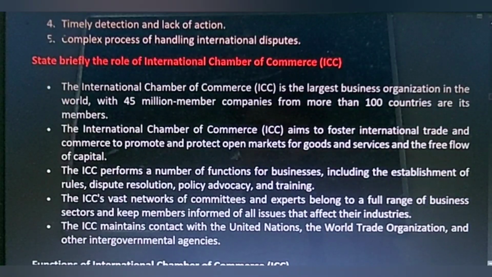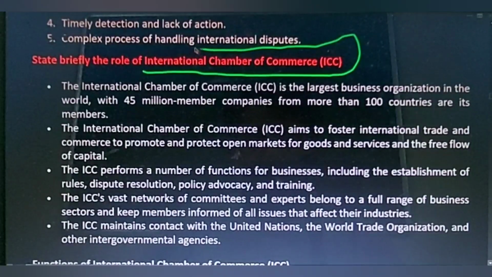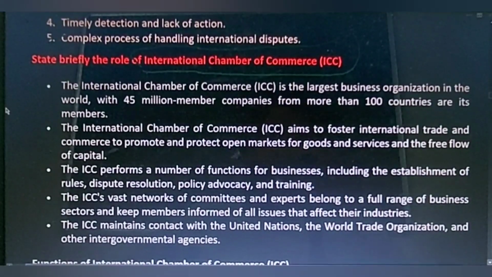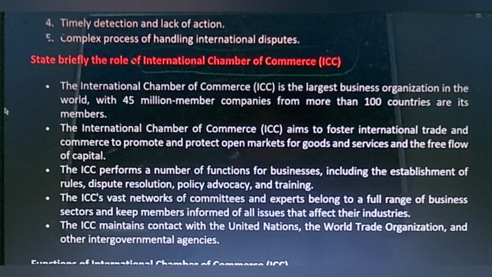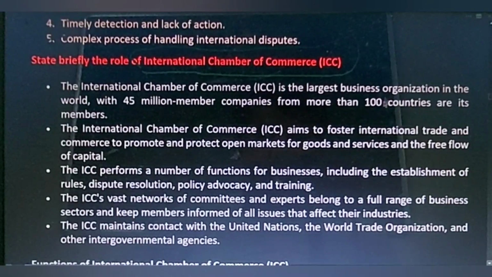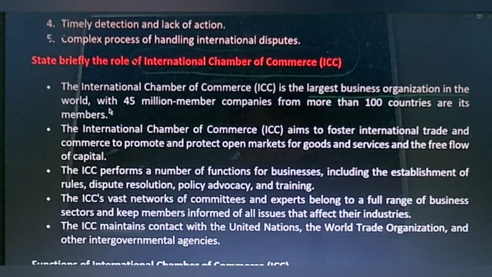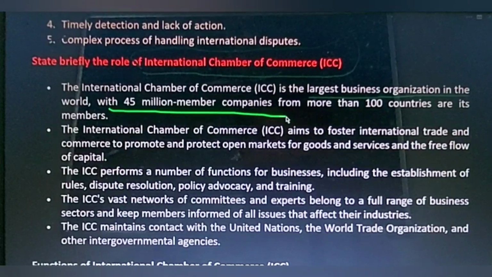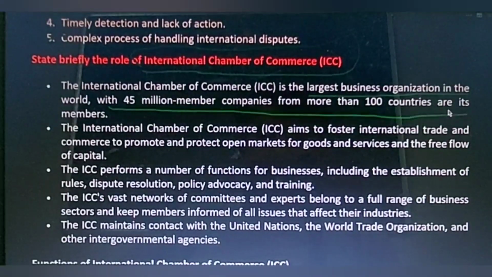ओके, आगे चलते हैं. International Chamber of Commerce, ये भी बहुत ही important question है. आप लोगों ने बहुत बार इसके बारे में सुना भी होगा. Very important one, ICC, International Chamber of Commerce. देखते हैं what is this organization and what are the main objects. It is in fact the largest business organization in the world, having 45 million member companies and from more than 100 countries as its member.